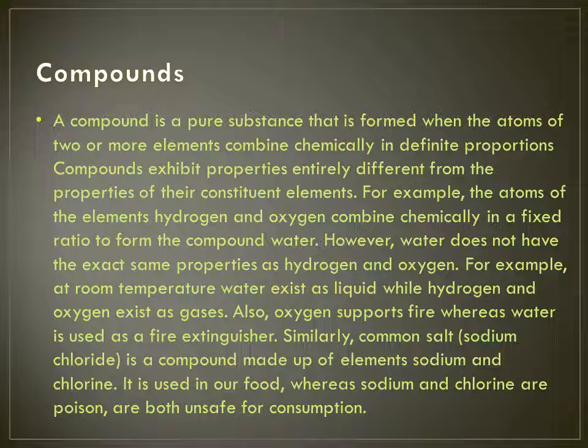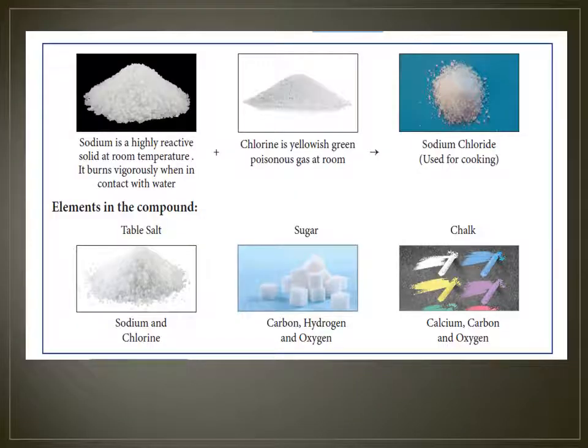Similarly, common salt, sodium chloride, is a compound made up of the elements sodium and chlorine. It is used in our food, whereas sodium and chlorine are both unsafe for consumption. Sodium is a highly reactive solid at room temperature. It burns vigorously when in contact with water. Chlorine is a yellowish green poisonous gas at room temperature, unlike sodium chloride, which is used for cooking. Elements in the compound: table salt, sodium and chlorine; sugar, carbon, hydrogen and oxygen; chalk, calcium, carbon and oxygen.